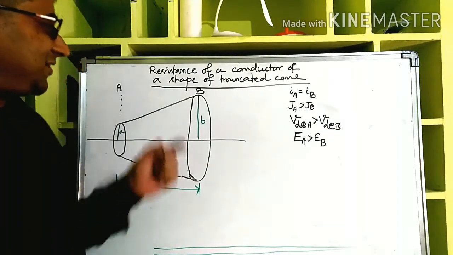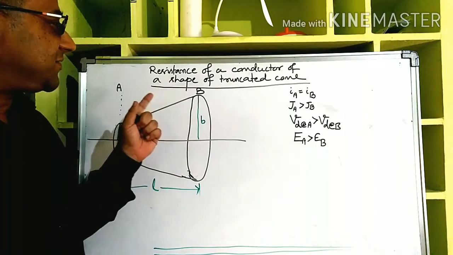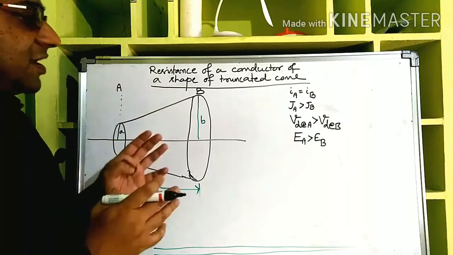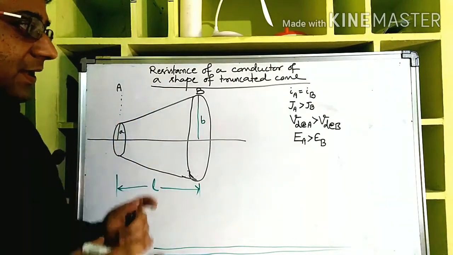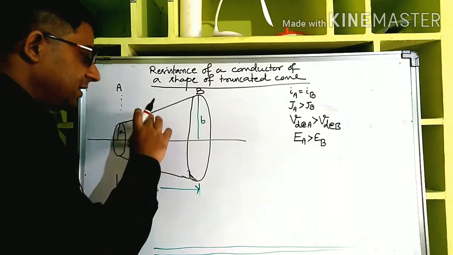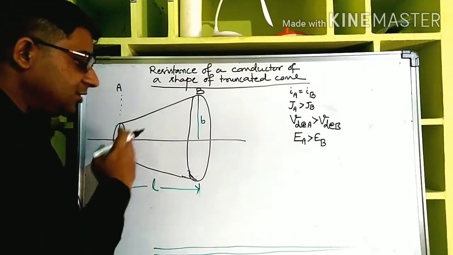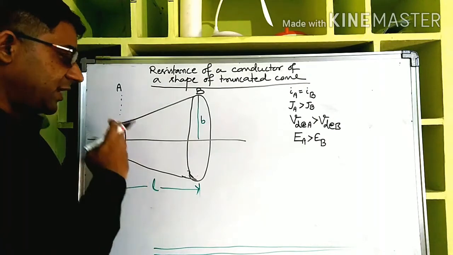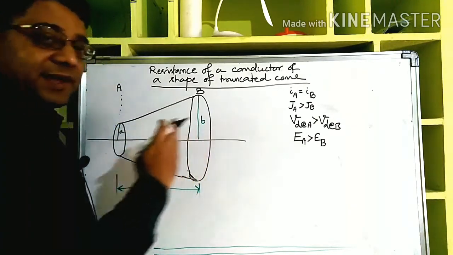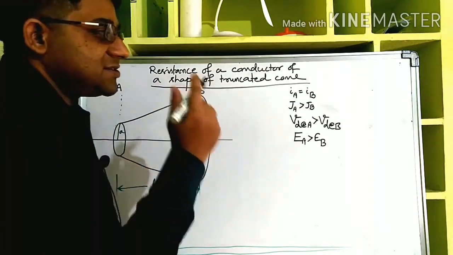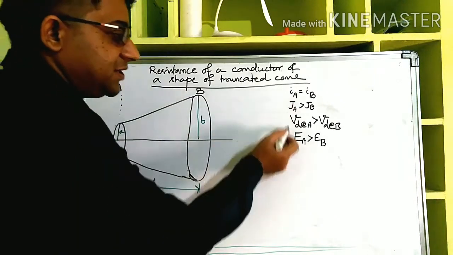Hello students, today we are going to calculate the resistance of a conductor in the shape of a truncated cone. Generally, whenever a conductor of non-uniform cross-sectional area is taken, where the area is linearly varying, increasing or decreasing, the questions generally asked are comparisons of these quantities.